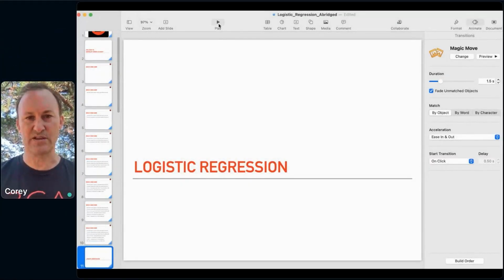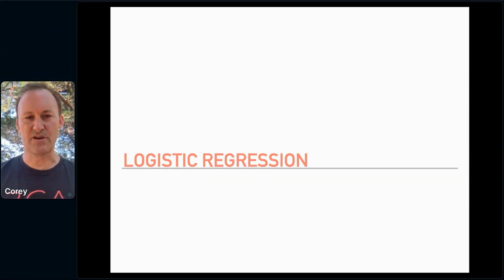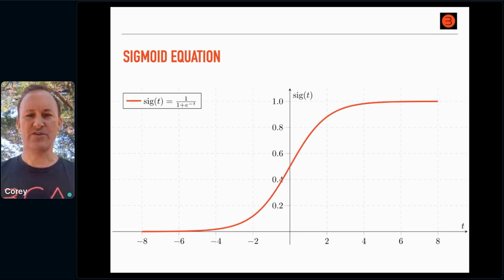Let's talk a little bit about what logistic regression actually is. It uses the sigmoid equation. It's 1 over 1 plus e to the negative t. You can think of it as e to the negative x. E is about 2.7. I realize some of you probably don't know that number, but just look at the curve. You don't have to know the equation. The point is more to look at this mathematical curve.